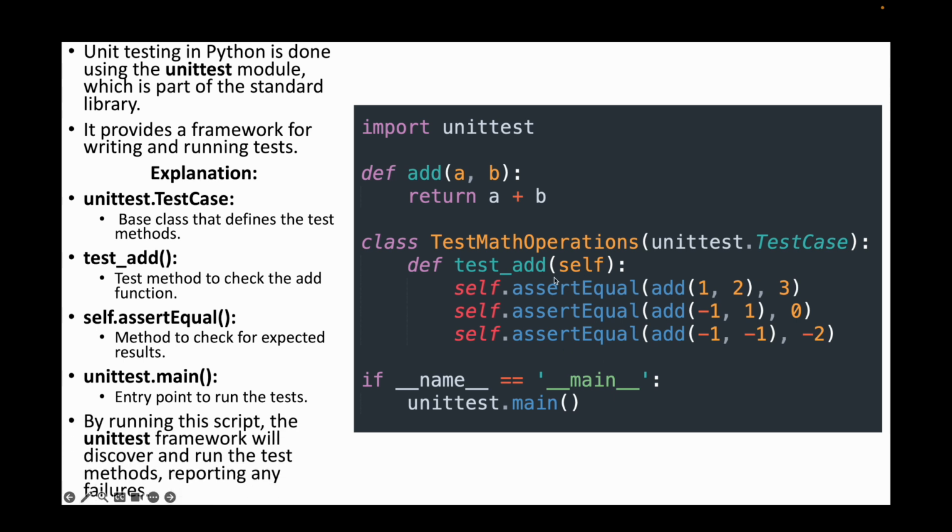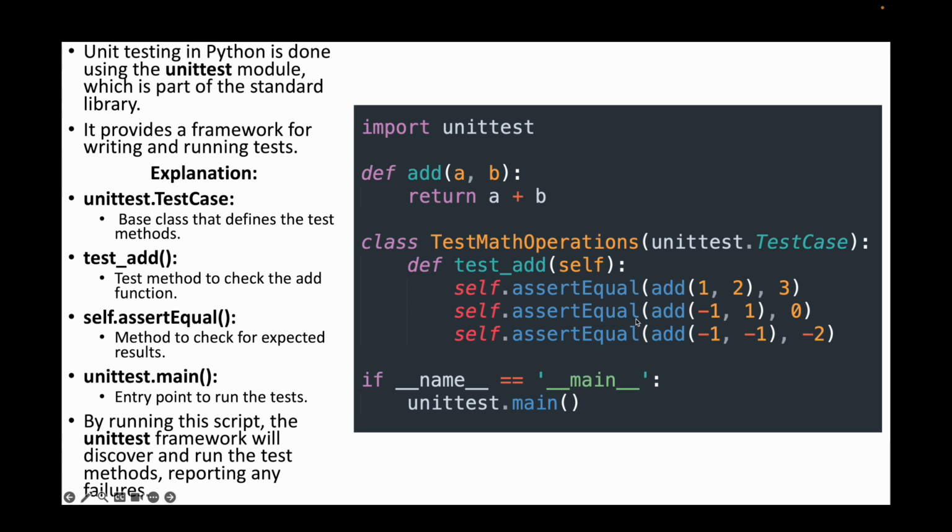Okay, so by running this script we are making use of the unittest framework, which will discover and run the test methods and report if there are any failures. So here basically we are checking these additions, and we are calling the unittest module to run these test cases for us.